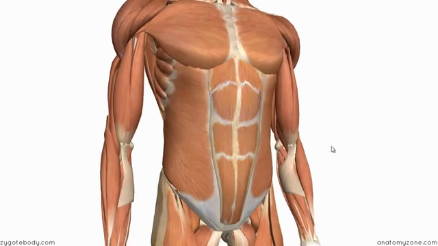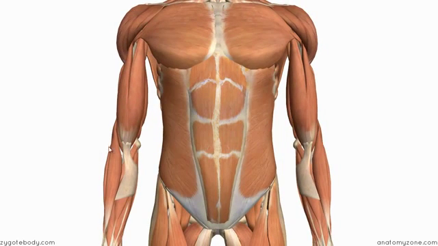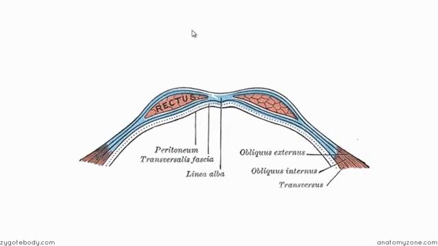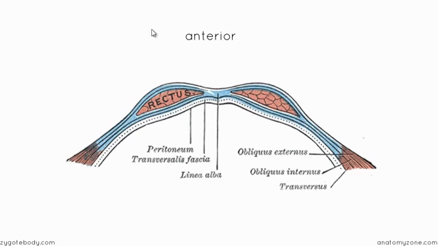So let's just take a look at a cross section. We're going to slice the abdomen in half, and look at a cross section and the different layers that we pass through. So we're looking at a cross section now, so I'll just orientate you. Anterior is this side, and you can see the rectus abdominis muscles, and then laterally you can see the three muscles I just showed you, the external oblique, the internal oblique, and the transversus abdominis.